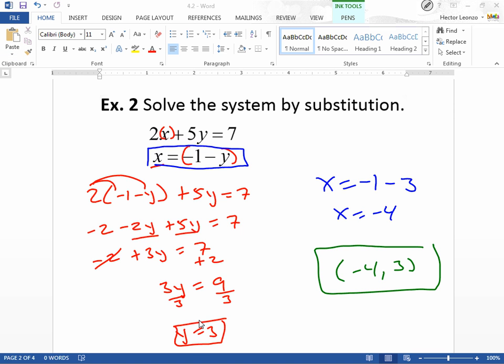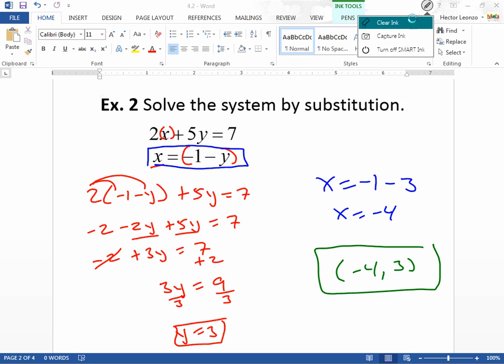Notice that even though I solve for y first, my first number is not y. Remember, on my solution, I had to put them in order, x value, y value. It doesn't matter how you solve them or which one you solve first. The x value comes on the left and the y value comes on the right. So my point is -4, 3.